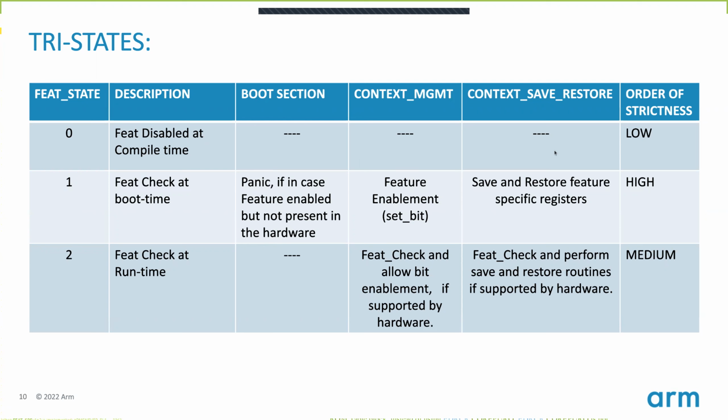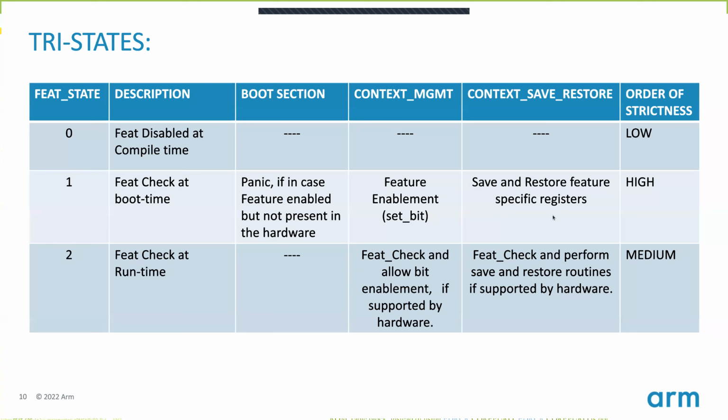So it remains disabled. If it is set to 1, the feature check will happen during boot time. That means in the boot section, usually at BL31 main, in that .c file, we will check which features have been set, and we will verify whether those particular features are present in that PE or not by reading the ID registers. If any of the features are not present, we will call panic and we'll stop the boot flow at that moment itself. We will not allow the platform to boot ahead.